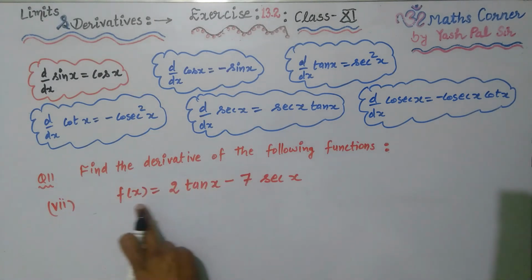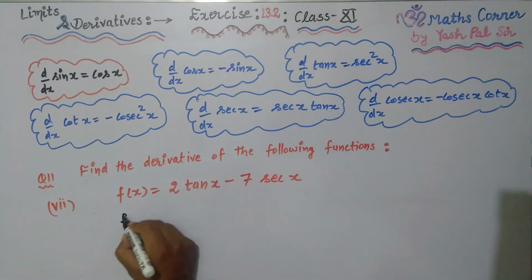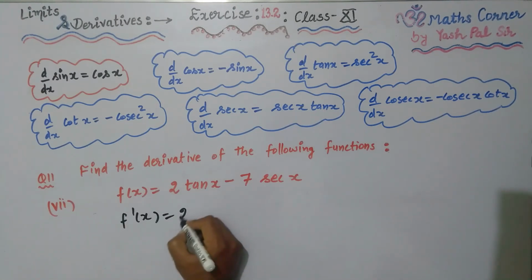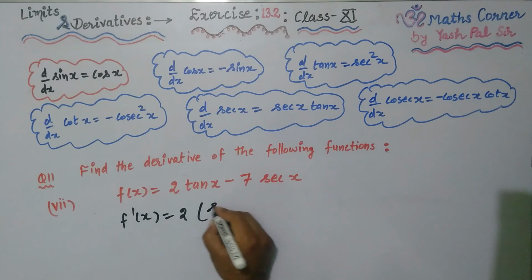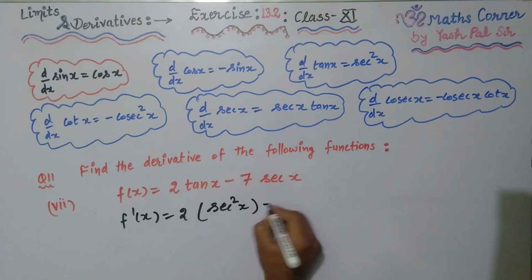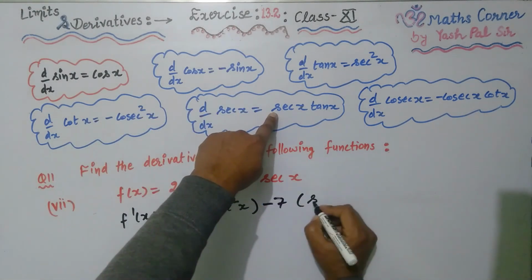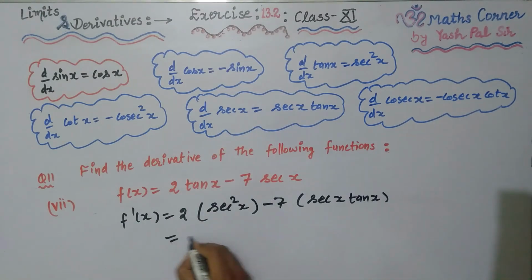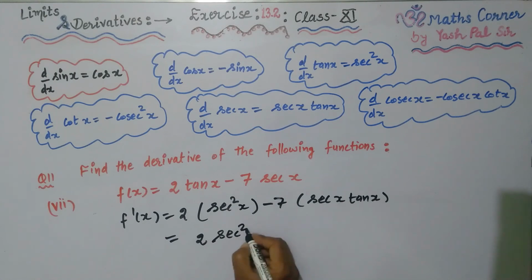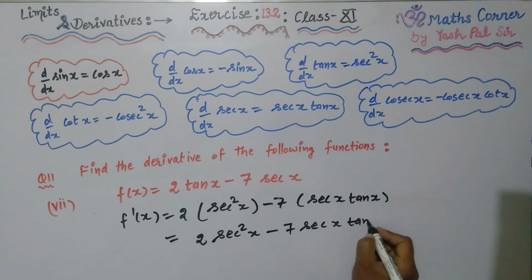Next, part number 7, what is the question? Find the derivative of f of x equal to 2 tangent x minus 7 secant x. So here we have f dash x is equal to 2 tangent x. Its derivative is secant square x minus 7 secant x. Its derivative is secant x into tangent x. So finally, what is the answer? 2 secant square x minus 7 secant x into tangent x. Okay, so this is our answer to the question.